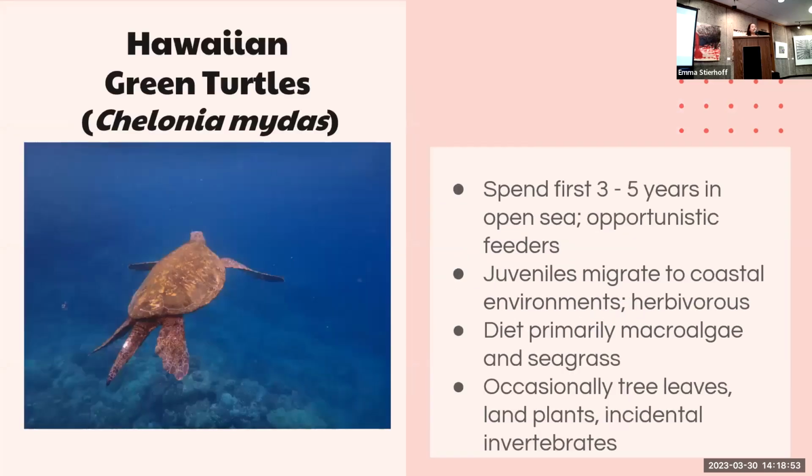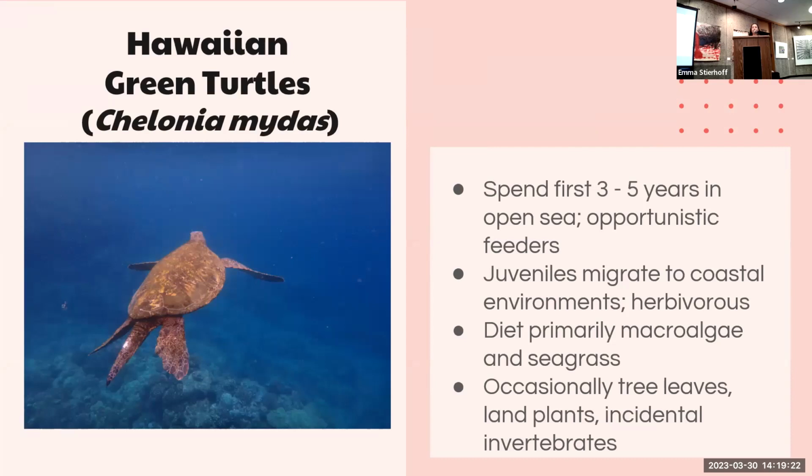This leads us to the Hawaiian green sea turtle, which is the species that I give emphasis on. These turtles spend the first 3 to 5 years of their life out in the open ocean, where they act as opportunistic feeders, consuming anything they can basically fit in their mouths. After this 3 to 5 year period, however, they transition into a coastal environment where they then start feeding on algae and other forms of coastal seagrass.